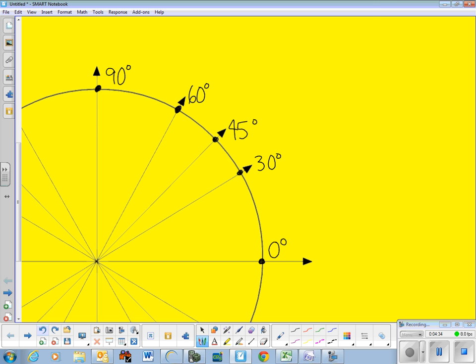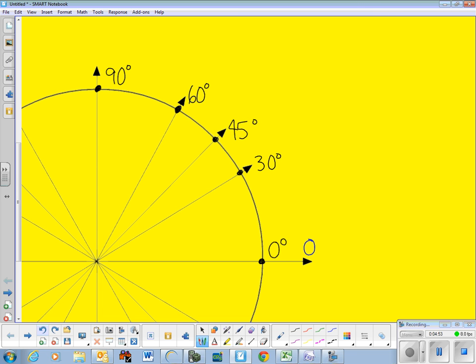Let's do radians. I'm going to do radians in blue. 0 degrees is 0 radians. So whether I'm measuring the amount of degrees that I've spun around or how far I've traveled around the outer edge of the circle, if I'm right here at the starting point, I haven't moved at all. So 0 radians.